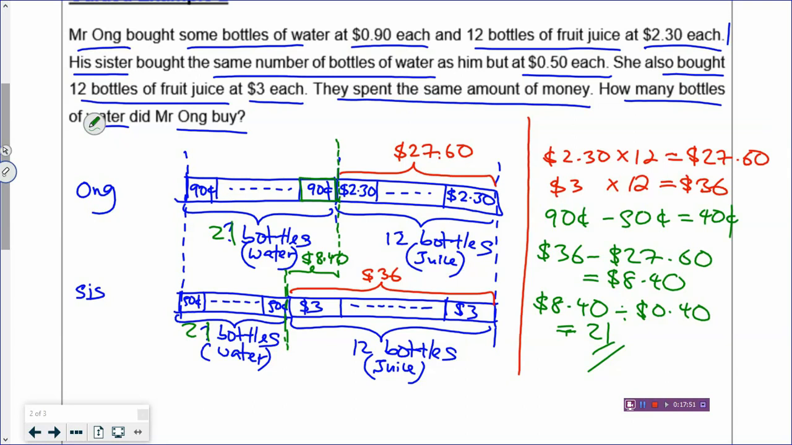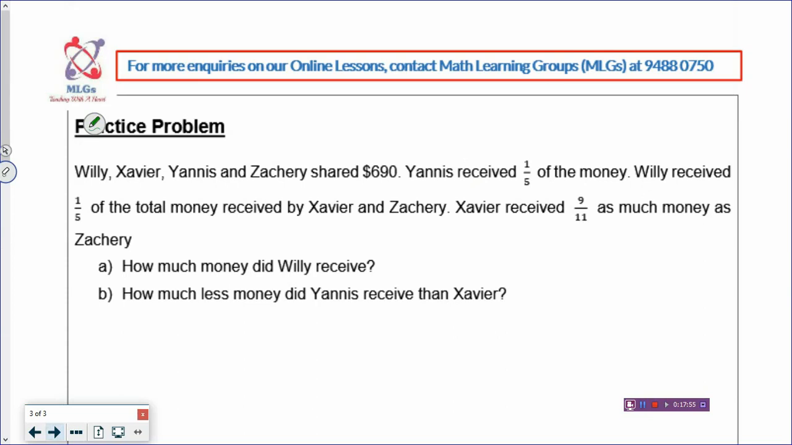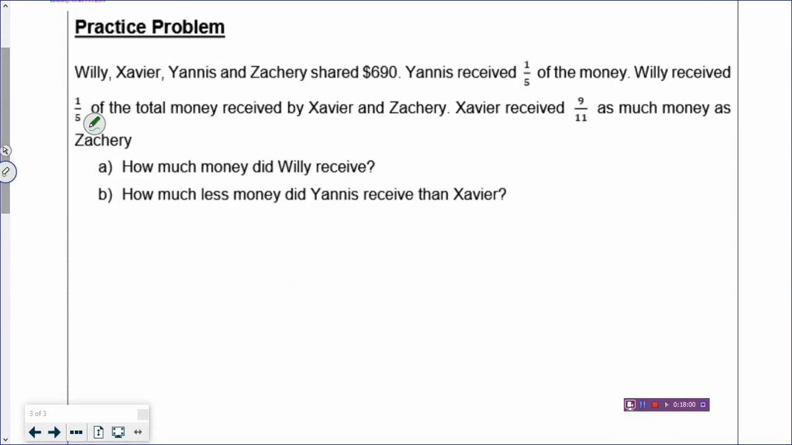Okay, all right, now let's go on to the practice problem. I'll give you about 10 minutes to try to work out this problem. So your time starts now. All right, so have you solved? And let's work it out.